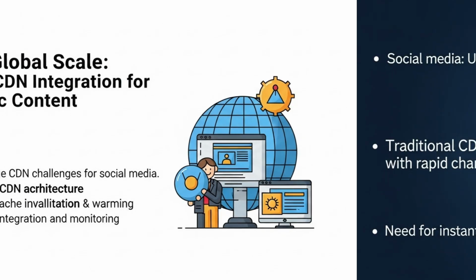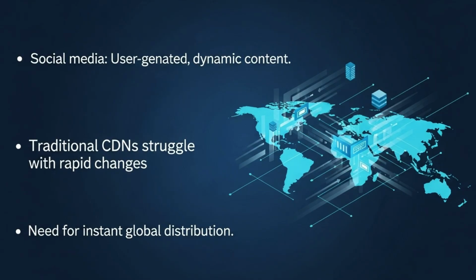Let's get started. When we talk about content delivery networks, it's easy to think of simple static file caching. But social media platforms present a unique set of problems. Unlike an e-commerce site where product images might change infrequently, social media thrives on constant, rapid updates. User-generated content, trending topics, and viral posts demand instant global distribution. This isn't just about speed, it's about freshness. Traditional CDNs designed primarily for static assets often struggle to keep up with this dynamic, real-time nature.